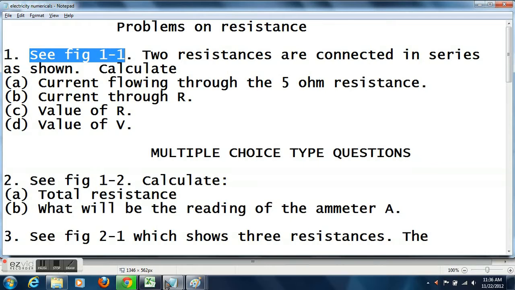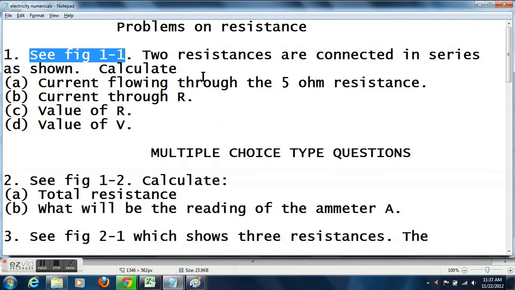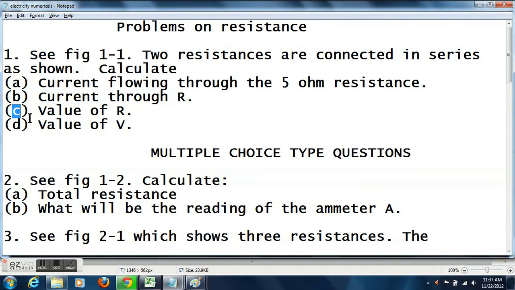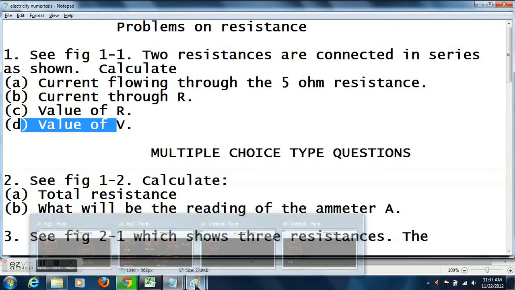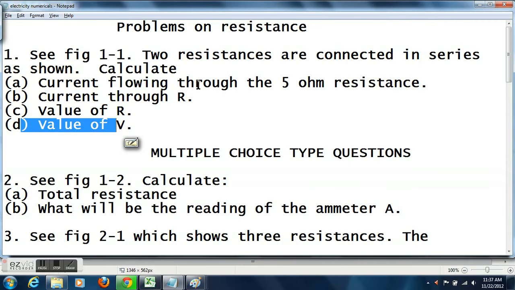This is the figure 1.1. The resistances are connected in series as shown. Calculate 1. The current flowing through the 5 ohm resistance, current through R, the value of resistance R, and the value of V. What I did is I separately drew this diagram in another scratch pad so that it becomes easier for me to solve the problem.